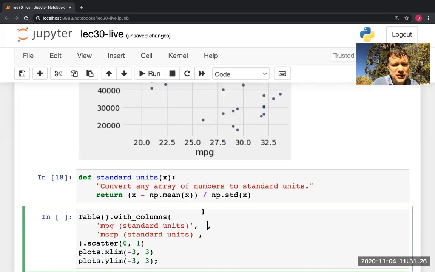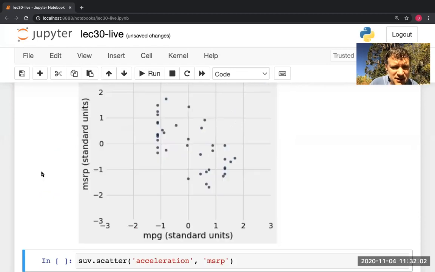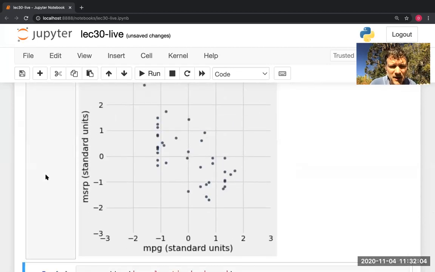Okay, and now I'm going to redo these same plots, but this time using standard units instead of the units in the table. Okay, so let's see, what was the name of my table? SUV. Price. Okay, so I've created a new table where I converted everything to standard units, and then now I plot the scatter plot between miles per gallon and price.